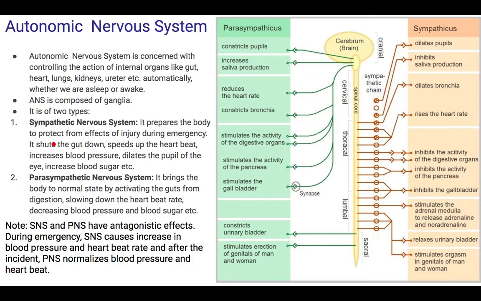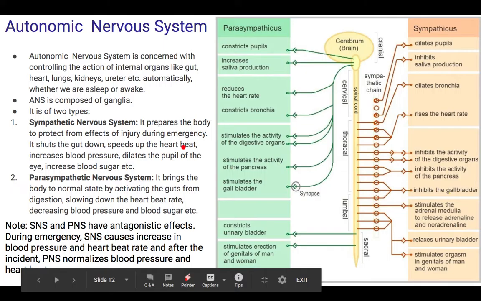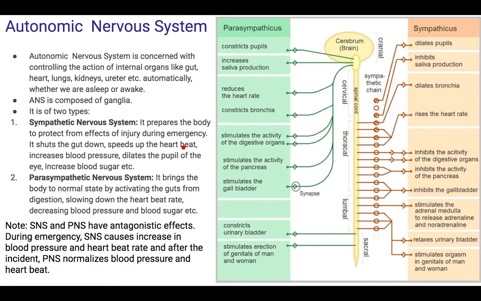So in a nutshell, what we can say is sympathetic nervous system prepares the body to face emergency. For that, our body changes in various ways, and parasympathetic nervous system helps to bring our body to a normal situation. So this is about parasympathetic and sympathetic nervous system.